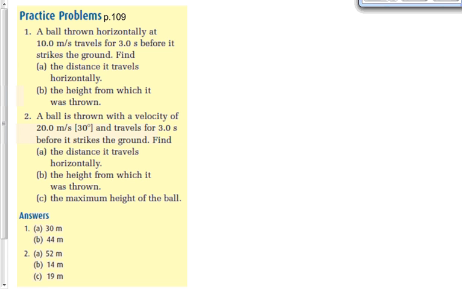Okay, give these two questions a whirl here, and let's see what we can do with them, okay? Sorry, give this one question a whirl and see what you can do with it. Don't do question number 2, please. Just question number 1.